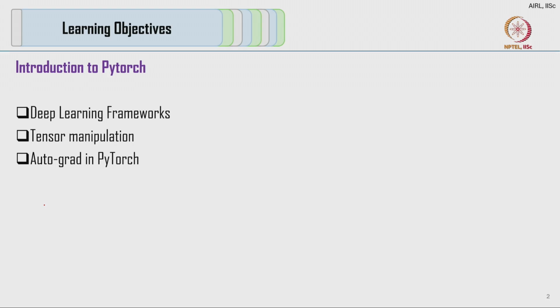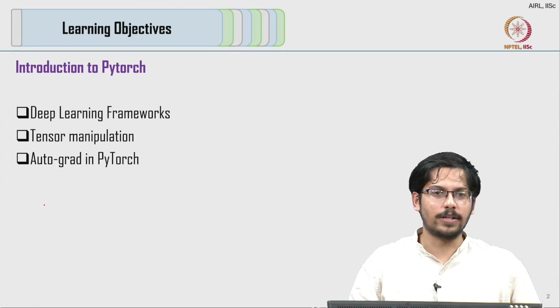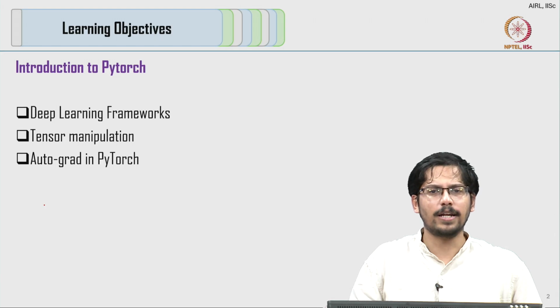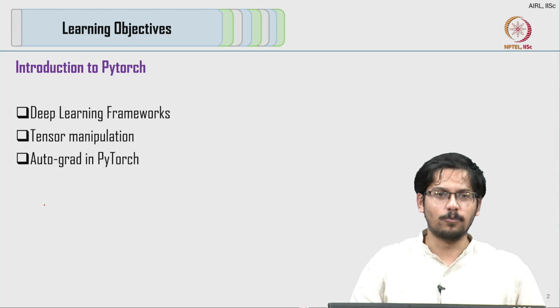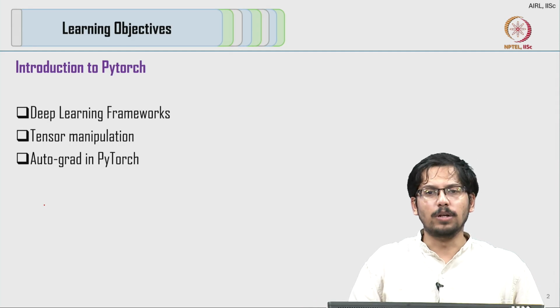Now in this particular tutorial we will discuss different types of deep learning frameworks. Essentially, why do we require these frameworks, what were the earlier frameworks that existed, and why do we prefer PyTorch more. Once we know different types of the frameworks, we will talk about tensor manipulation.